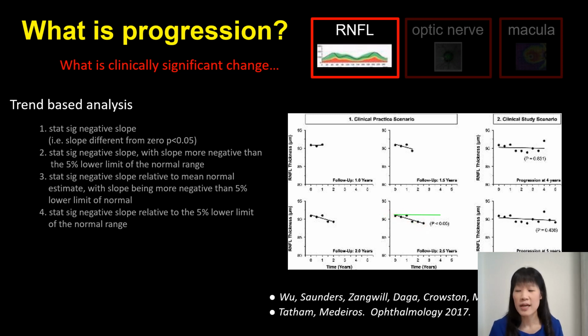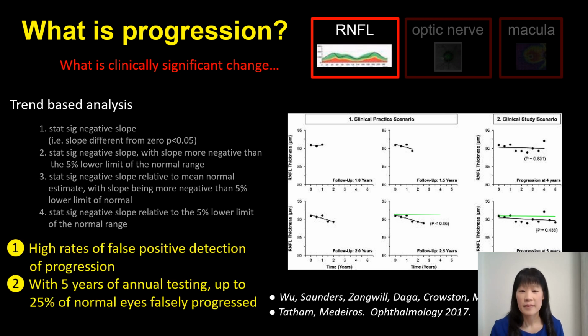However, the problem with trend analysis for the clinical scenario is that it can be associated with a high false progression rate, high false positive. So here, the same patient imaged with more RNFL OCT data points by 5 years is progressing, but by 4 years was stable. So to really determine progression in this patient, we need 5 years of data.